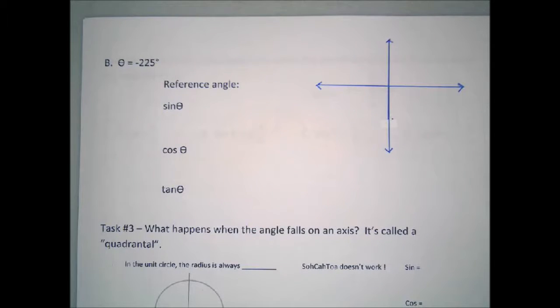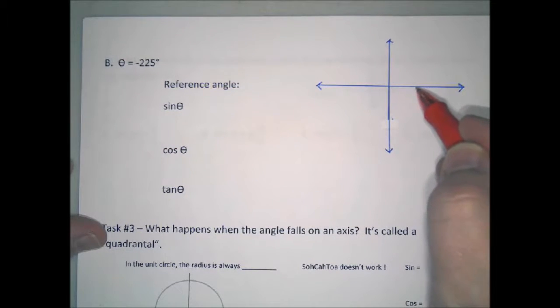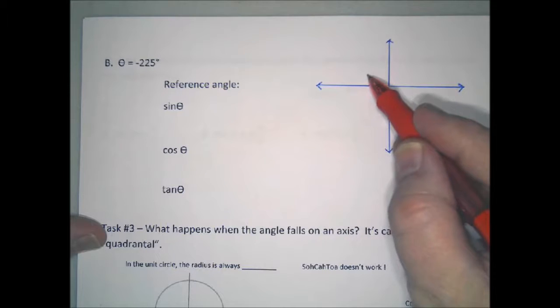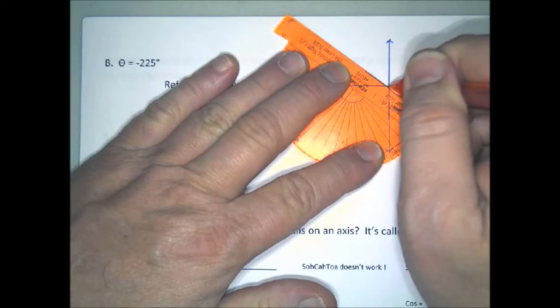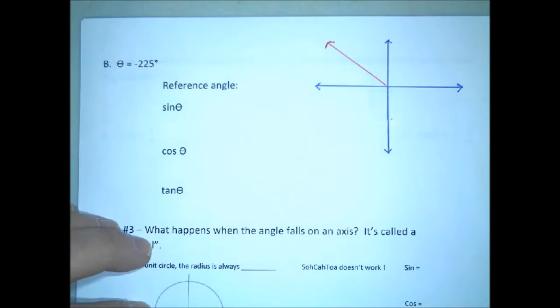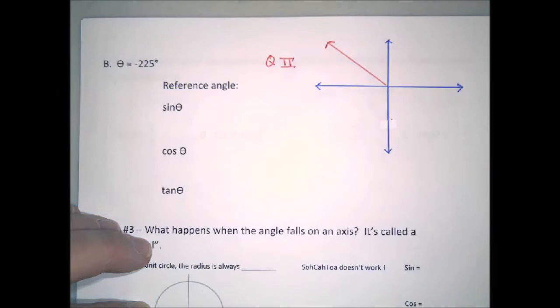My next example is similar to the other one. I'm now dealing with an angle of negative 225 degrees. Theta equals negative 225 degrees. So the first thing we have to figure out is where is that? So it's negative, so we need to go clockwise. That would take us to 90 right there. That would take us to 180 right there. And 225 would take us about right here, because it wouldn't get us all the way to 270. So now I know exactly where I am. I'm in quadrant 2.